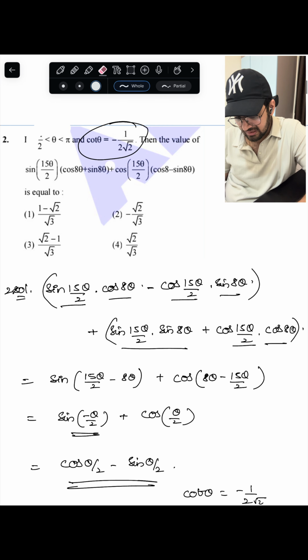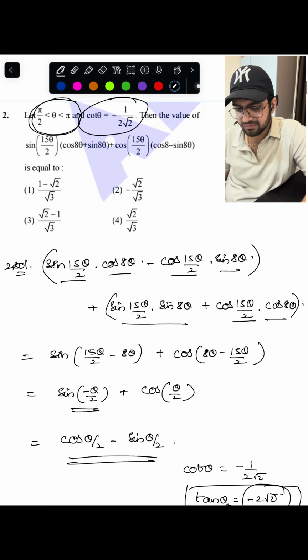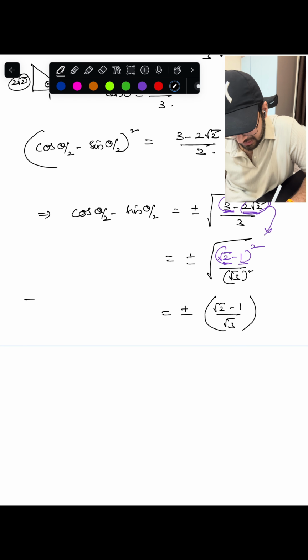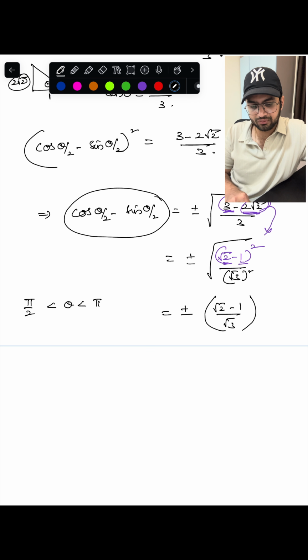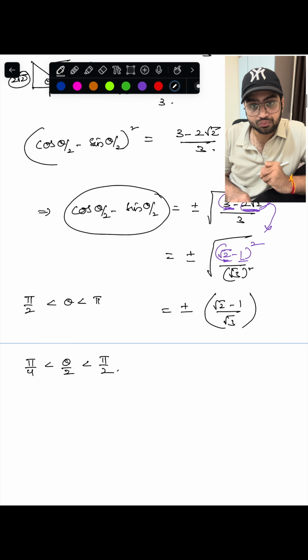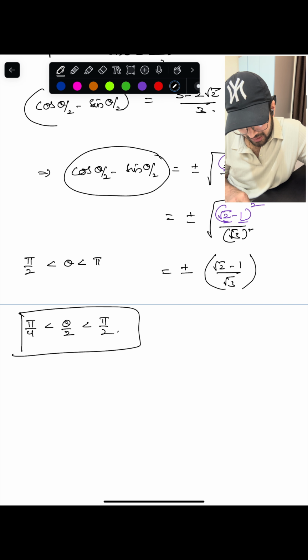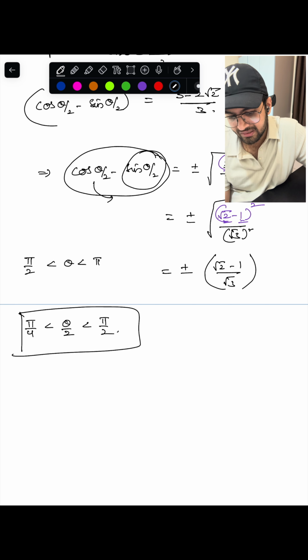For that, this data will help. Which one? Theta. Here theta is between pi by 2 to pi. So by taking that, what I will write is theta is between pi by 2 to pi. Here we are talking about theta by 2, right? So if I want to get theta by 2, it will be between pi by 4 to pi by 2, right? That means when theta by 2 is between pi by 4 to pi by 2, can I say cos theta by 2 is greater than sin theta by 2?